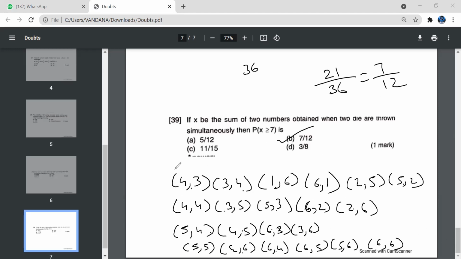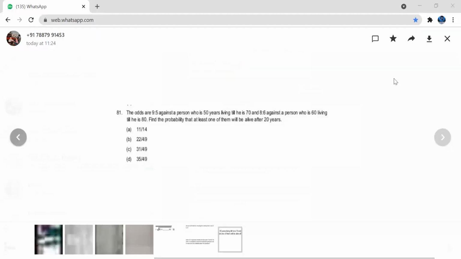ये किया है हम लोगों ने. एक दो बार हो गया है सम. मॉड्यूल में भी है. These doubts are from scanner or whatever they have solved, MTP scanner. तो इसलिए मैं doubts भी share कर रही हूँ आपके साथ.